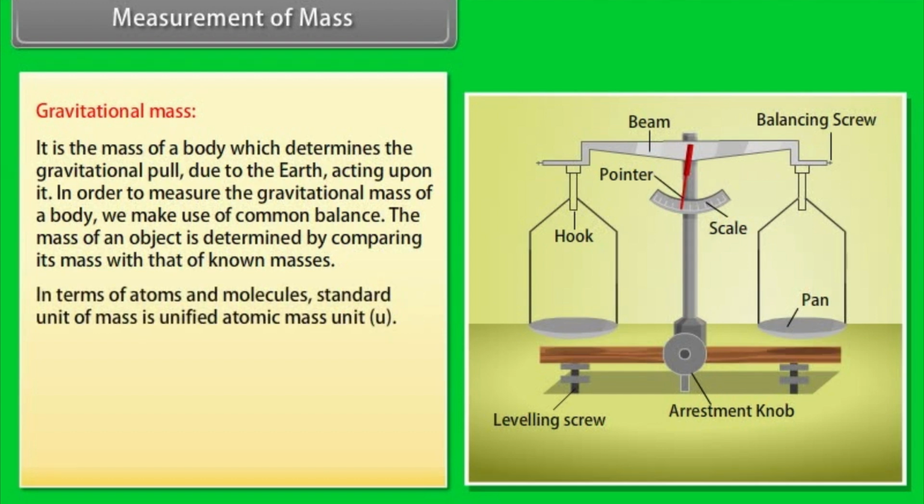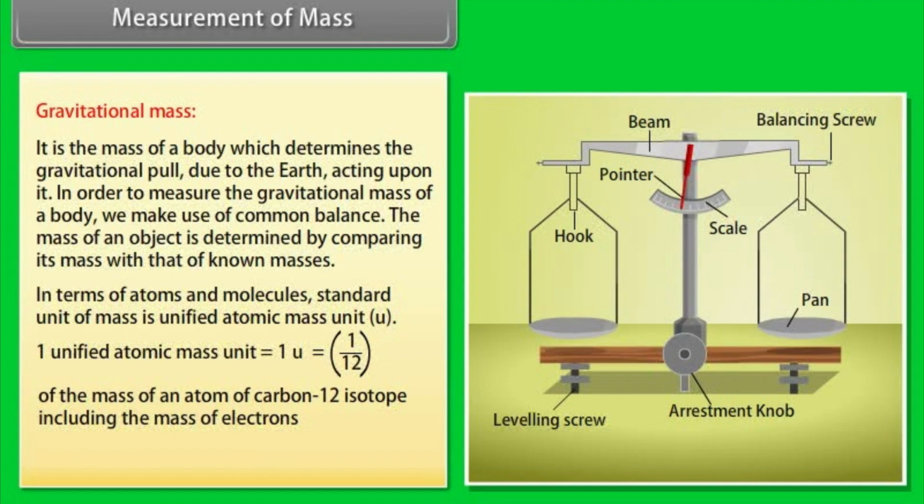In terms of atoms and molecules, the standard unit of mass is the unified atomic mass unit, that is u. 1 unified atomic mass unit, 1 u, is equal to 1 upon 12 of the mass of an atom of carbon-12 isotope including the mass of electrons, which is equal to 1.66 into 10 raised to the power minus 27 kg.